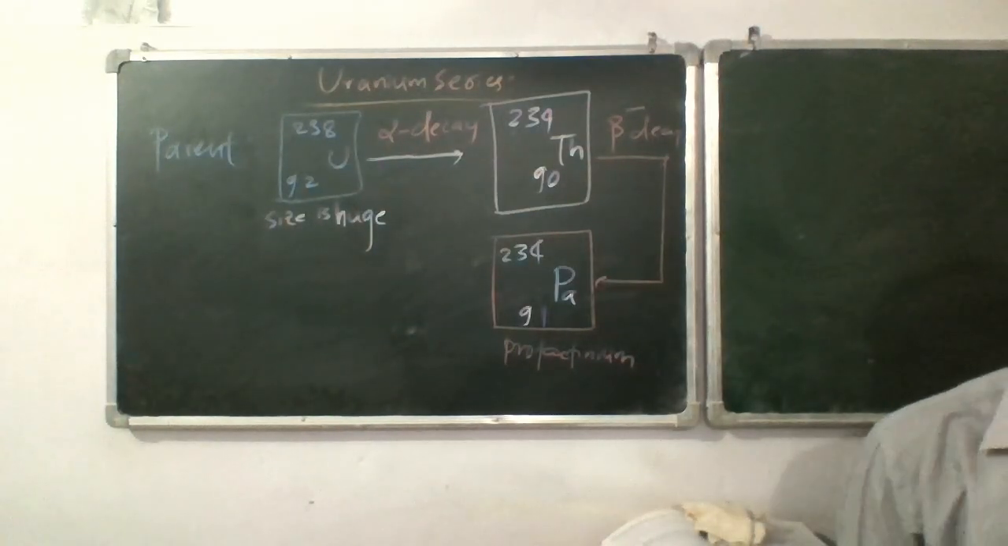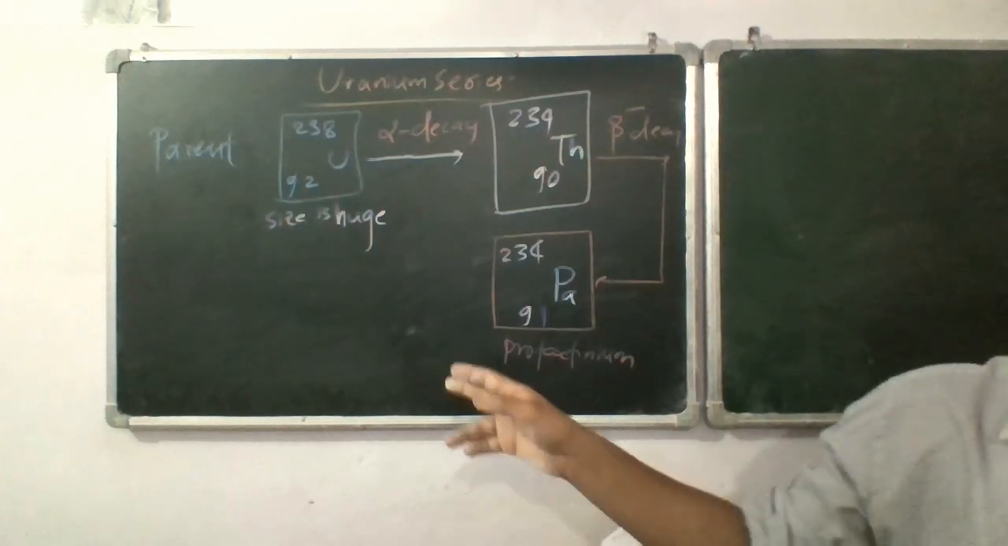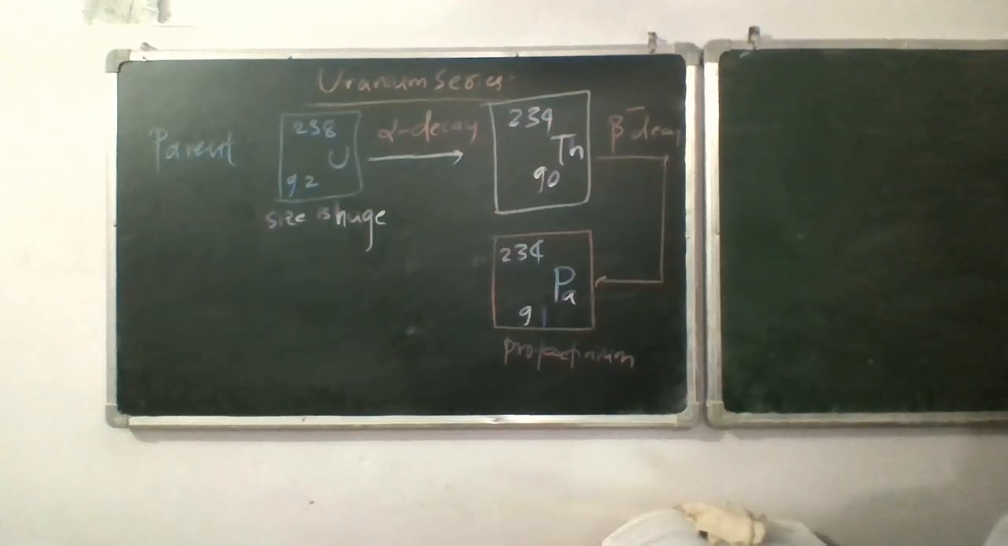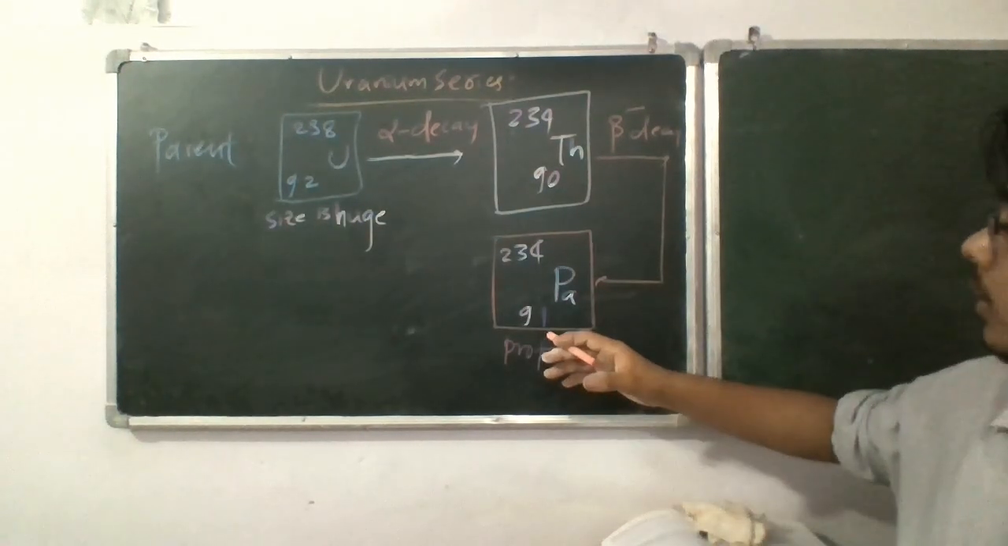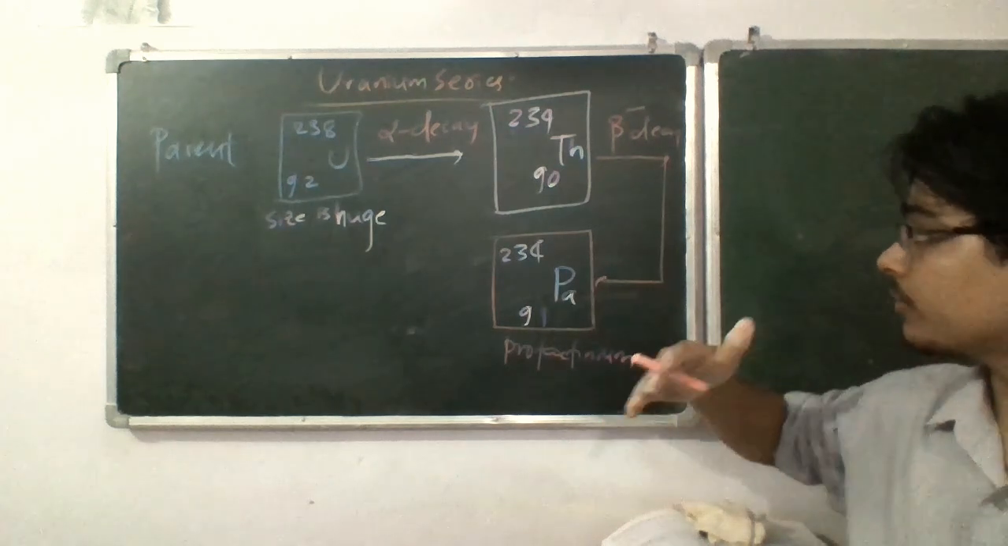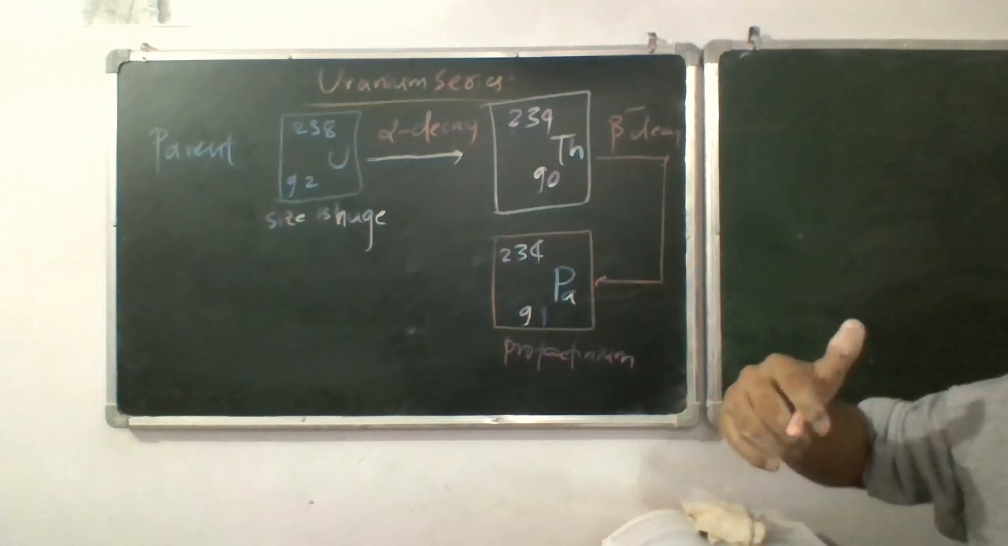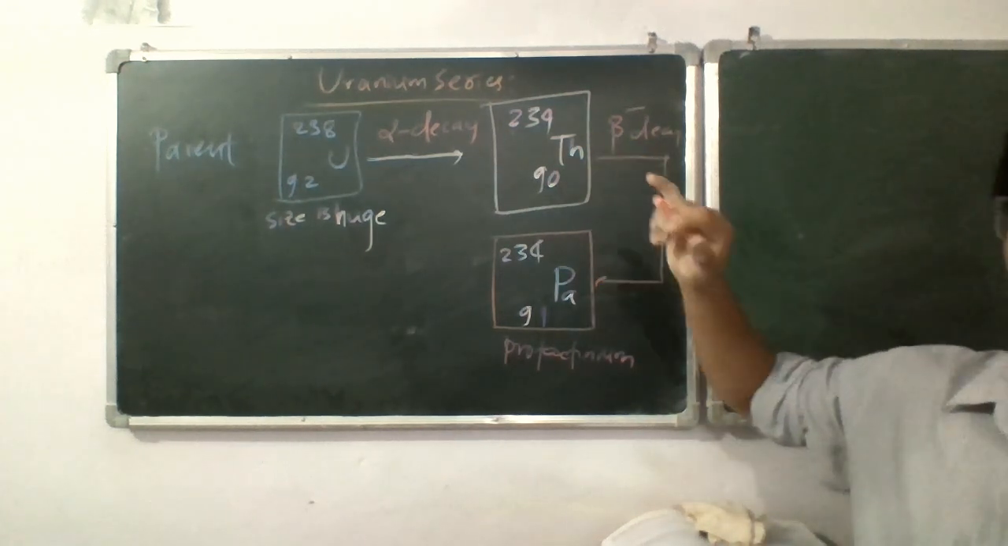Now what after this? You can see that in protactinium also there is a very large difference in the number of protons and number of neutrons.